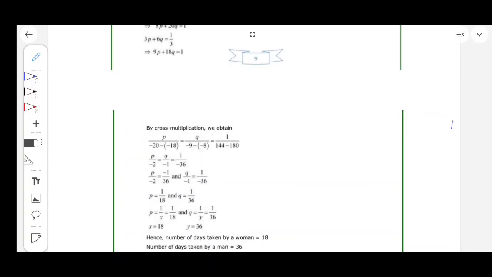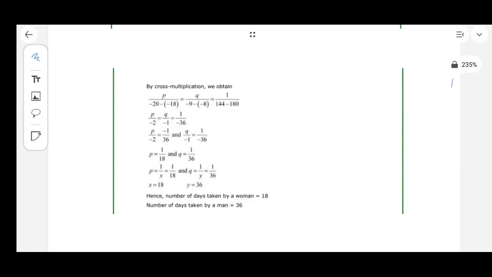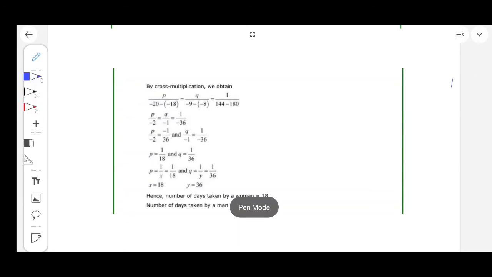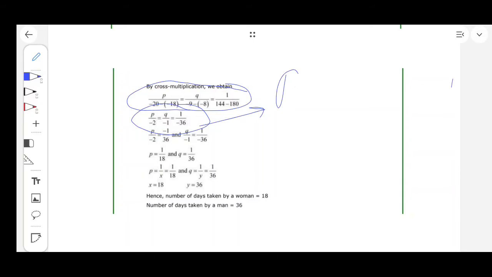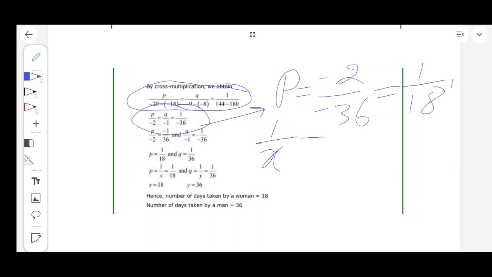So using that formula we can find the values of p and q. Then after we will put this value and we will get the values of x and y. So now using that formula we got this relation, and simplifying this relation we got this one. So from this relation we can find the value of p. p would be equals to minus 2 upon minus 36, or we can write it 1 upon 18. Similarly, we know that p is equals to 1 upon x, and we got 1 upon x equals to 1 upon 18, or we can say x equals to 18.